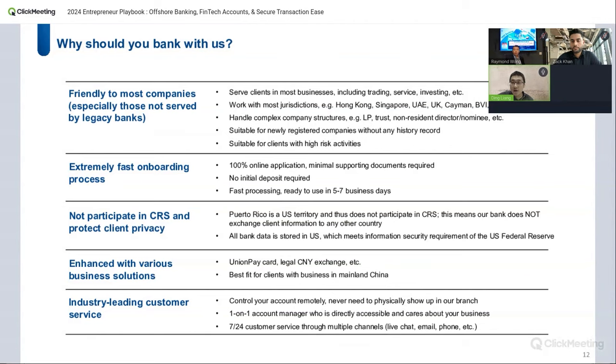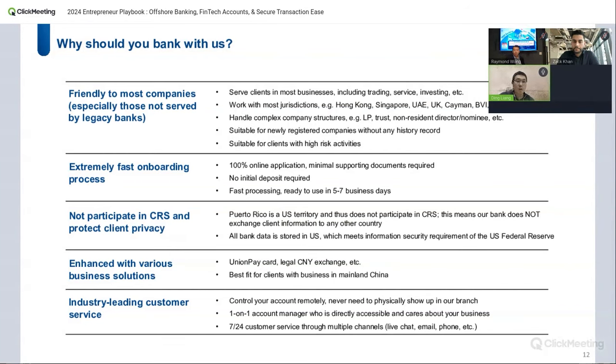And the third point is that we're a US bank. As I mentioned earlier, US banks do not participate in the CRS system. So this is one additional layer of your privacy. And our bank data is required by the US government, by the Federal Reserve. So all of our data is stored in the US, which is good for data security, right?